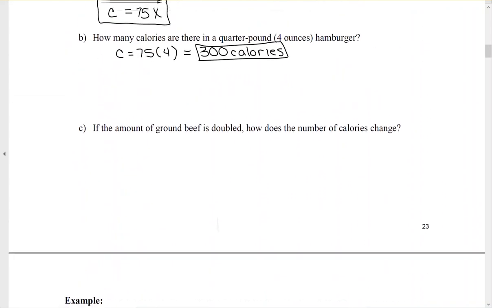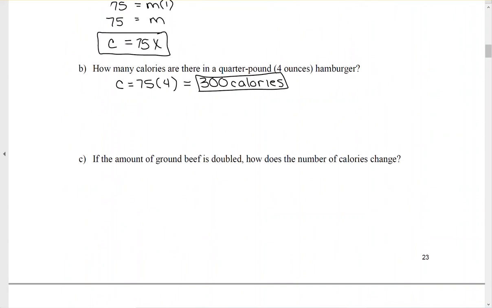If the amount of ground beef is doubled, how does the number of calories change? Well, we can do this with real numbers. For example, if I started with 4 ounces and I double that, so C equals 75 times, instead of 4, I double the 4 and make it 8. How many calories do I end up with? Multiply those two together, and I have 600 calories. Well, that's a specific number, so just in general, if I double the amount of hamburger I eat, I'm going to double the amount of calories I take in.